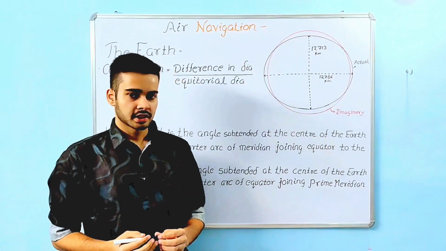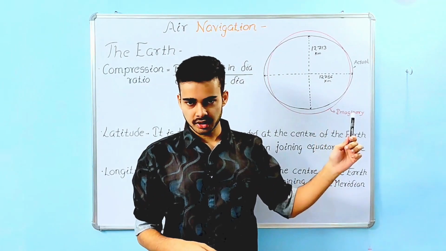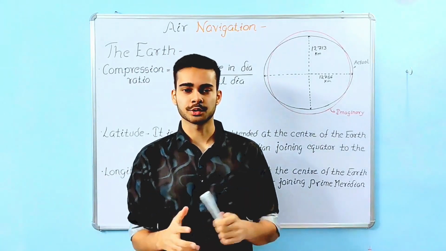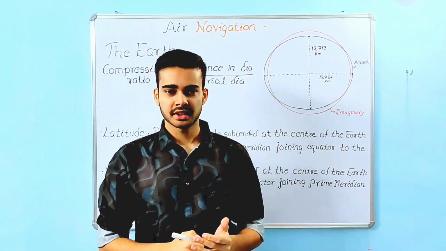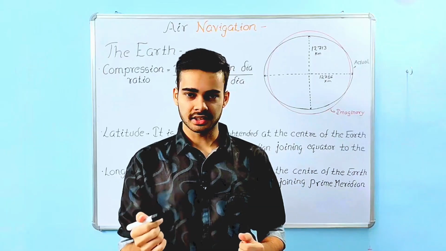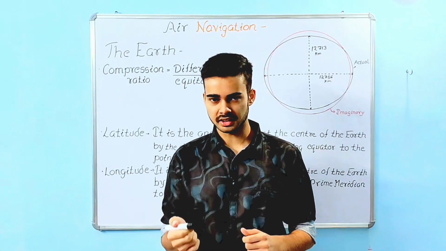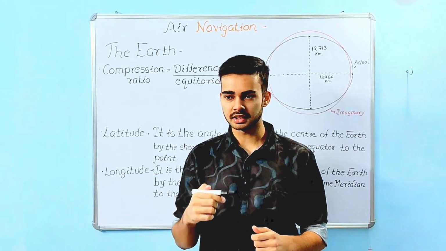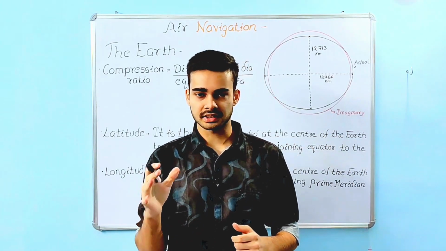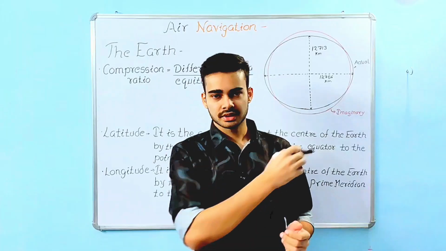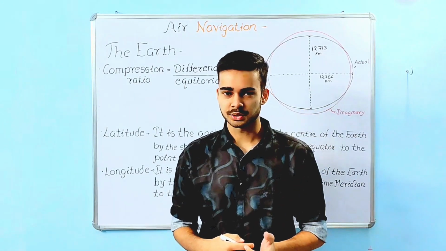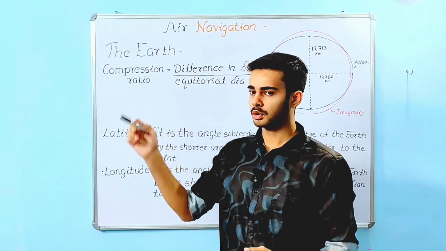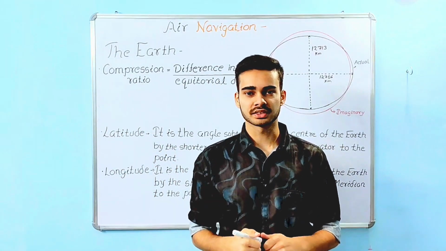So 12,713 kilometers is the polar diameter and 12,756 kilometers is the equatorial diameter. These are the values that are common in R.K. Bali sir's air navigation book and also used by ICAO in its WGS 84, a mathematical form of Earth that's designed by computers. So these are the diameters used in it. Using these values, if we put them in the formula, we'll get the compression ratio of Earth. So let's quickly do it.